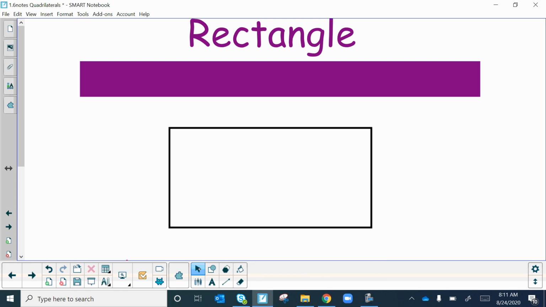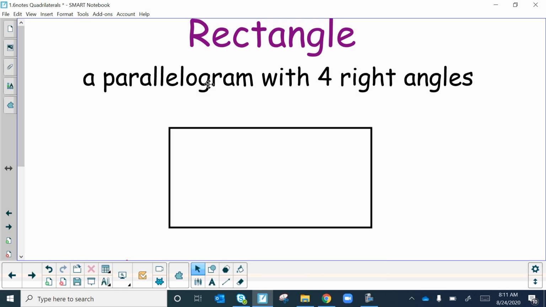Next one is the rectangle. Y'all are probably most familiar with this one. This one's a parallelogram, okay? So it does have opposite sides parallel. And the special thing about this parallelogram is that it has 4 right angles. And so we're going to put right angles in all 4, but I'm going to show you a couple of examples where the minimum requirement of markings is needed. When you have 4 right angles, it forces opposite sides to be congruent, okay?